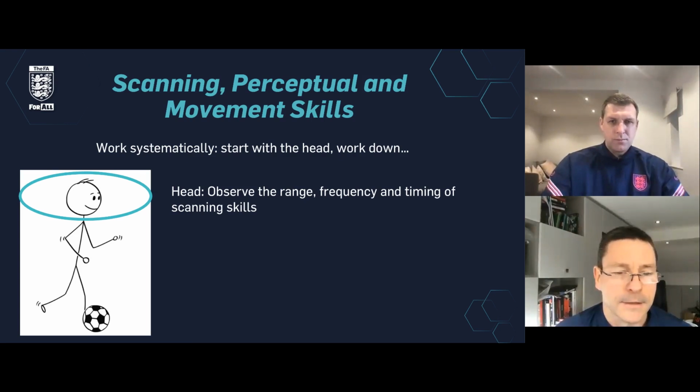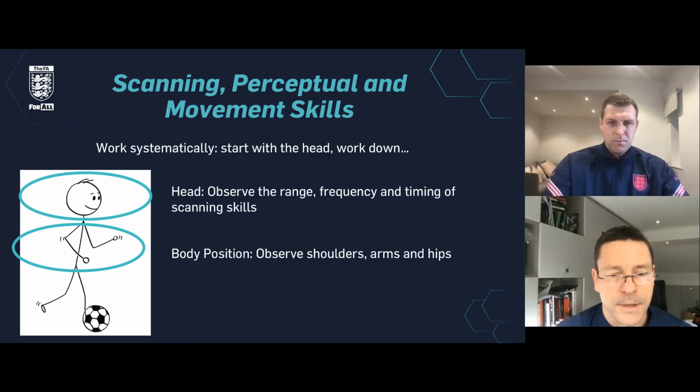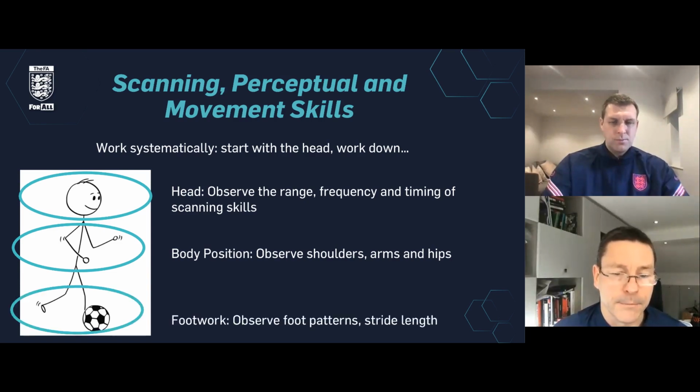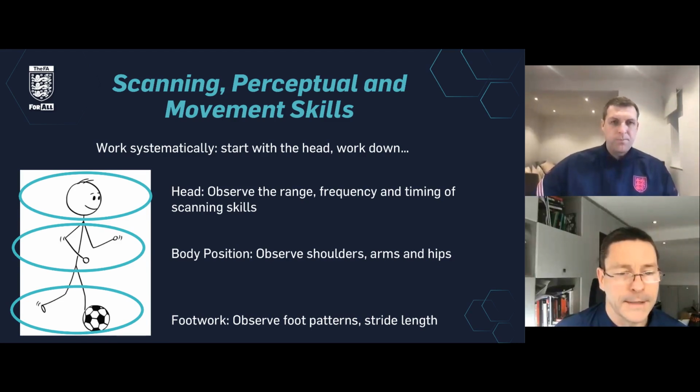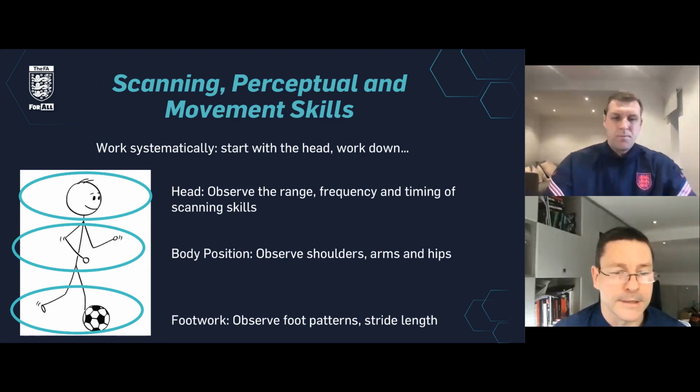And then it's the perceptual skills. What do you see? What's your opponent going to do next? Body position, vital. Observing the shoulders, arms, hips, the whole body position, the body orientation as regards to the goal. Are they able to move forward and back quickly? Are they able to win the race with their opponent? Footwork, foot patterns, stride length, the way they turn, the hips moving, all in a systematic way. We'll work from the head downwards because it's impossible really to see everything at once.